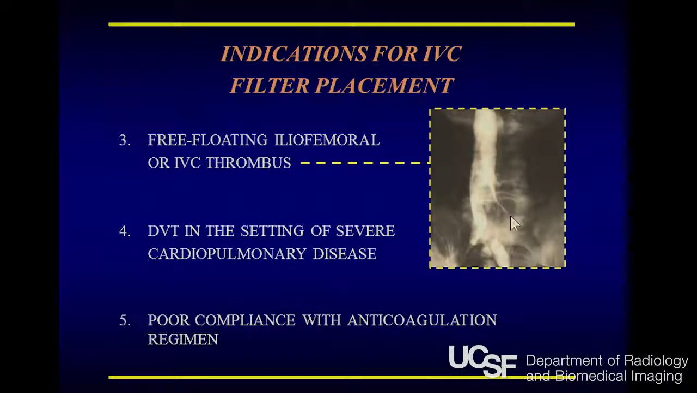In some cases, if there's free-floating thrombus in the IVC, even though you can anticoagulate the patient and prevent this from increasing in size, there's still a risk that this might break off and embolize to the lung if it's free-floating like this, so we might place a filter above that to prevent that from happening. If the patient already has severe comorbidity, severe cardiopulmonary disease, and they probably couldn't tolerate even a small PE, we'll place a filter in that setting prophylactically. And if the patient's poorly compliant with anticoagulation, that might be an indication for a filter as well.